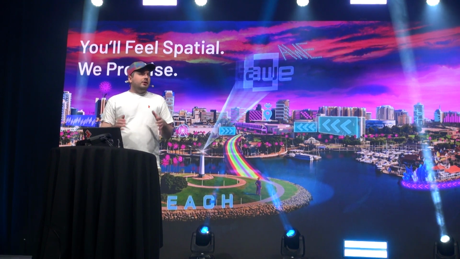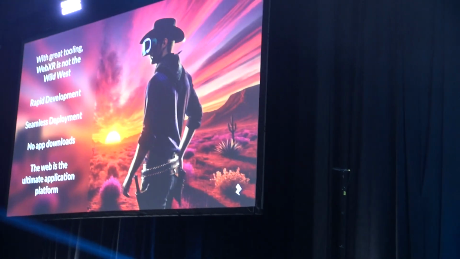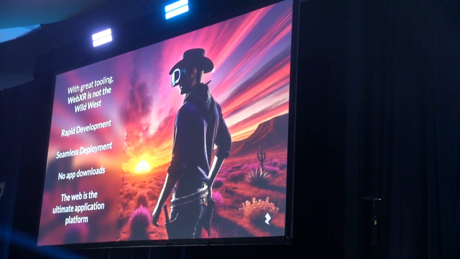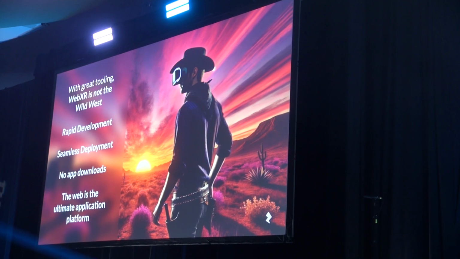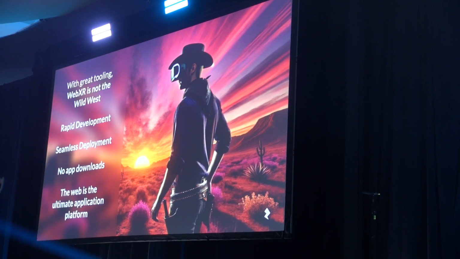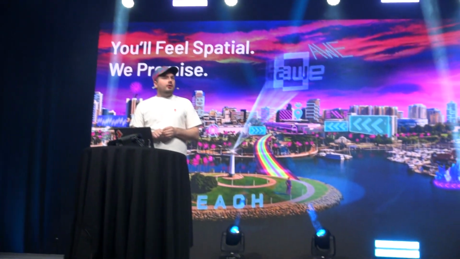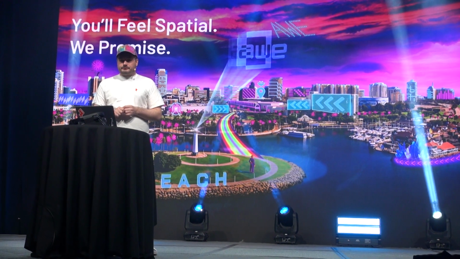So with WebXR, we don't have to think about it as the Wild West. It provides an environment for us to have rapid development of content, seamless deployment of content, and no app downloads for users. At Zappar, we fundamentally believe that the web is the ultimate application platform.